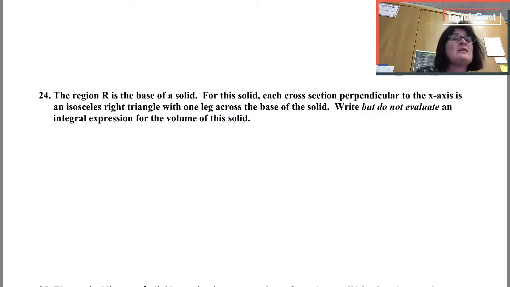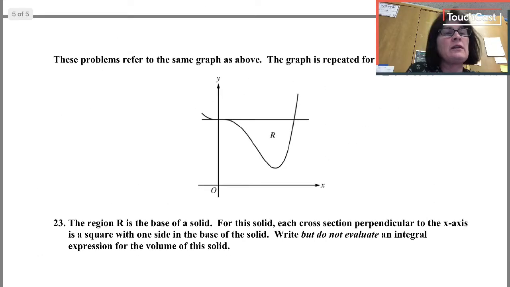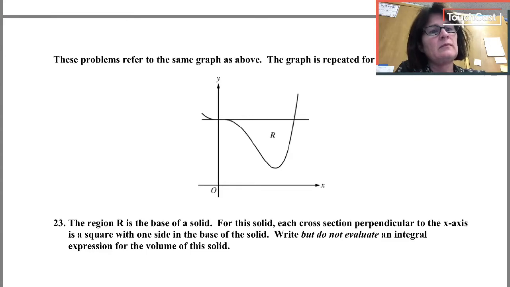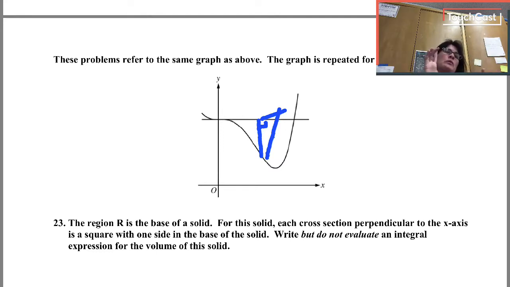Okay, this time I've been told, same idea, I have R, it's the base of a solid, but this time when I slice, I get a half of a cheese slice cut along the diagonal. So an isosceles right triangle. Let's draw that in. So when I slice, my slice has a face that's a triangle, and the two legs, the two sides that contain the right angle, one of them is across my region R.